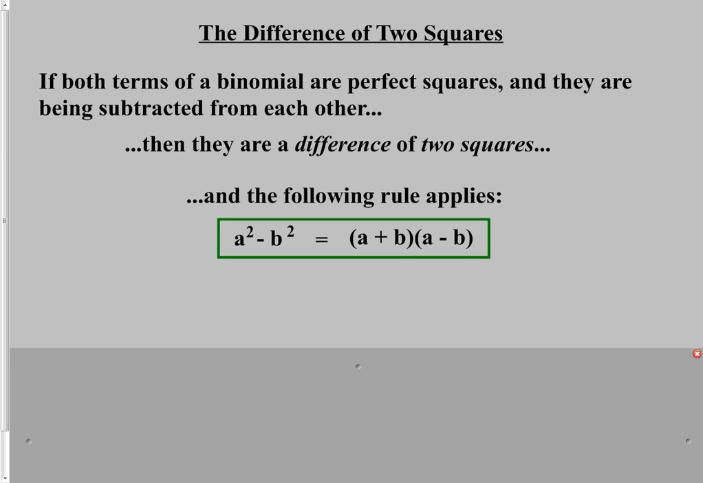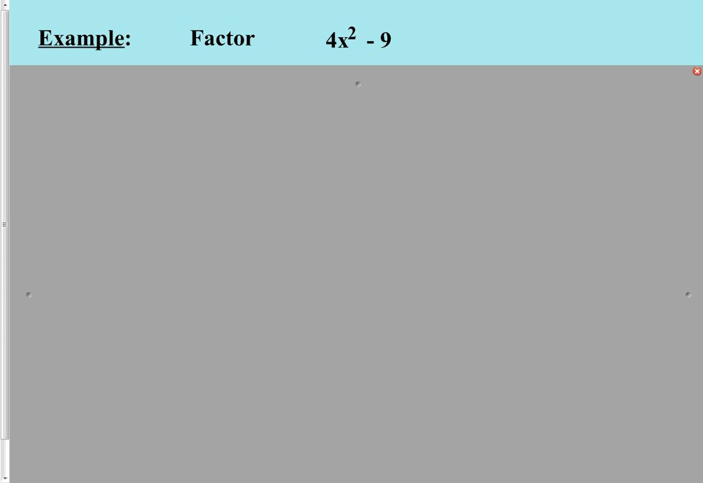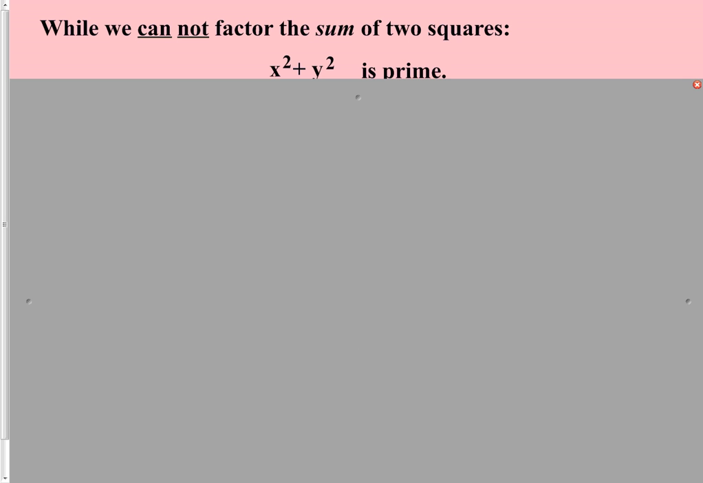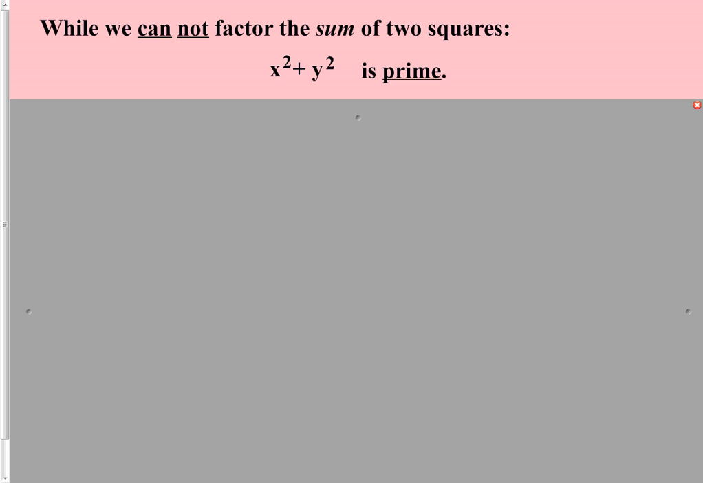So if that happens and it is a subtraction between them in that binomial, then you may factor. Whatever the square root of the first term was, we plug it in for A, and whatever the square root of the B term is, we plug it in for B. And it's really that simple. You plug in your values and it is factored. We said we cannot factor the sum of two squares. It does not matter if x squared breaks down perfectly and y squared breaks down perfectly. If there is an addition sign between them, it will not be factored.